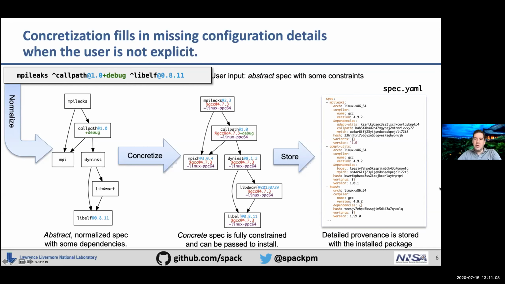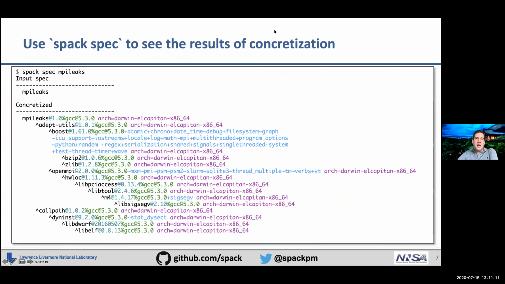And we're trying to enable the thing to be as flexible as possible to give HPC users the control that they tend to want. You can use Spack spec to see the results of concretization. So this is what Spack will spit out to show you how it actually built the MPI leaks tool. You can see that the real tool is a bit more complicated than what I showed in the example. But here are all the packages.